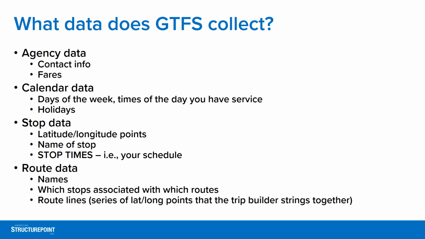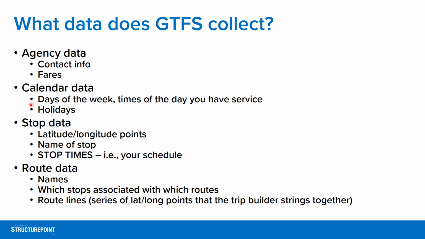Here's a list of the types of data that GTFS requires. Your agency info is used, for example, in the Google Maps application as a way to let the customer know where they need to contact for more information and how, if you have a fare, how much it is.